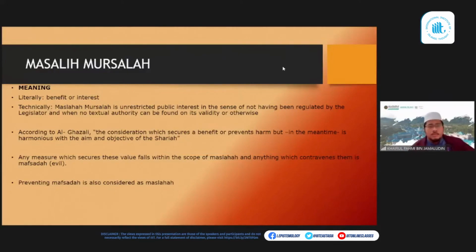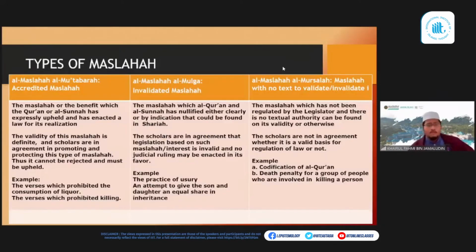So this is the type of maslahah. We have 3 types. Maslahah mu'tabara, which has been approved and mentioned in Quran or Sunnah. Number 2, maslahah mulghah. This maslahah has been nullified and rejected in either Quran or Sunnah. Basically, we do not approve this kind of maslahah. And finally, we have maslahah mursalah. There is no text to validate or invalidate this type of maslahah. So the one we are discussing now is basically this.